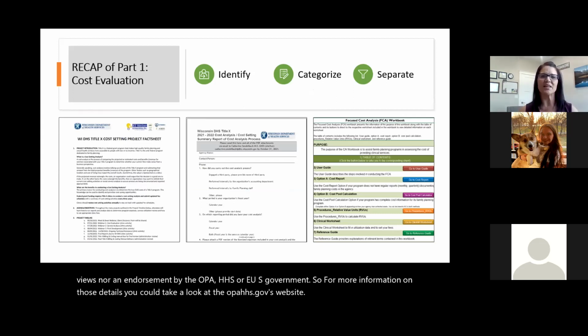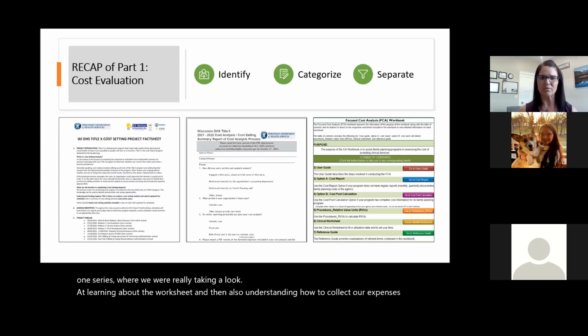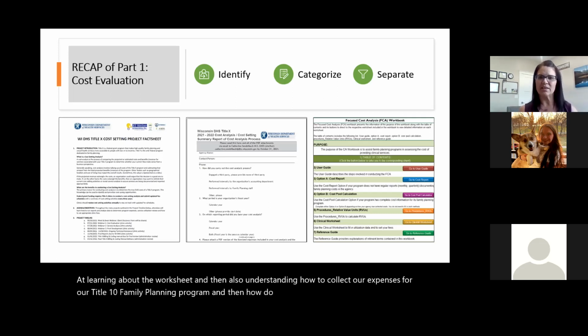So this slide just shares that recap of what we went over through our cost evaluation in Part 1 series, where we were really taking a look at learning about the worksheet and then also understanding how to collect our expenses for our Title X Family Planning Program, and then how do we allocate those details into this worksheet to be able to analyze our fees. We also learned about the summary report that you'll be filling out as you go through these activities. That's one of those forms that's due at this submission.